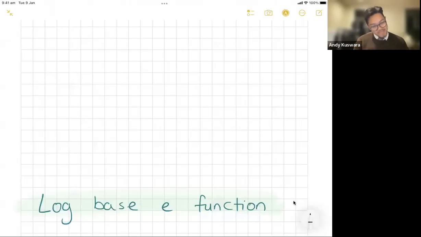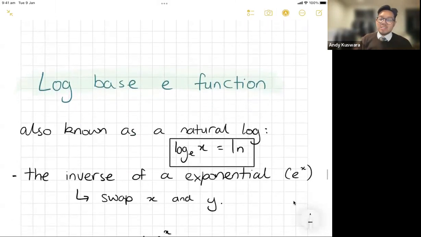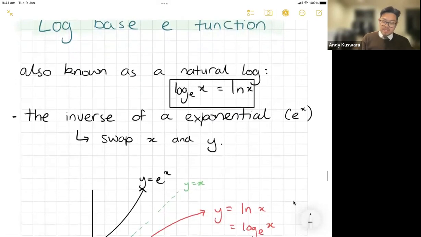We talked about exponentials. Guess what we're going to talk about now? Yeah, logs. And of course, base e, also known as a natural log. That's why it's written ln, maybe log natural. It's just log base e of x, or ln x. They're the same kind of thing. Just a reminder, it's the inverse of an exponential.